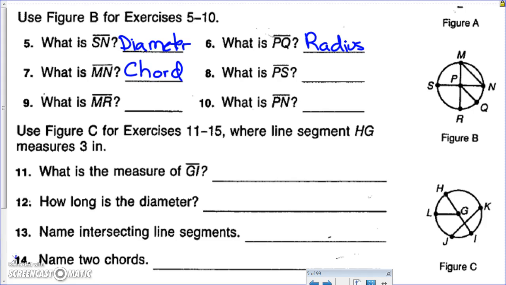Number 8, what is PS? P is our center point, S is on the circle, so the line segment is a radius. For number 9, what is MR? M and R are both points on the circle. The line segment connecting them passes through P, our center, so that is a diameter. Number 10, what is PN? P is our center point, N is on the circle, so that line segment is a radius.